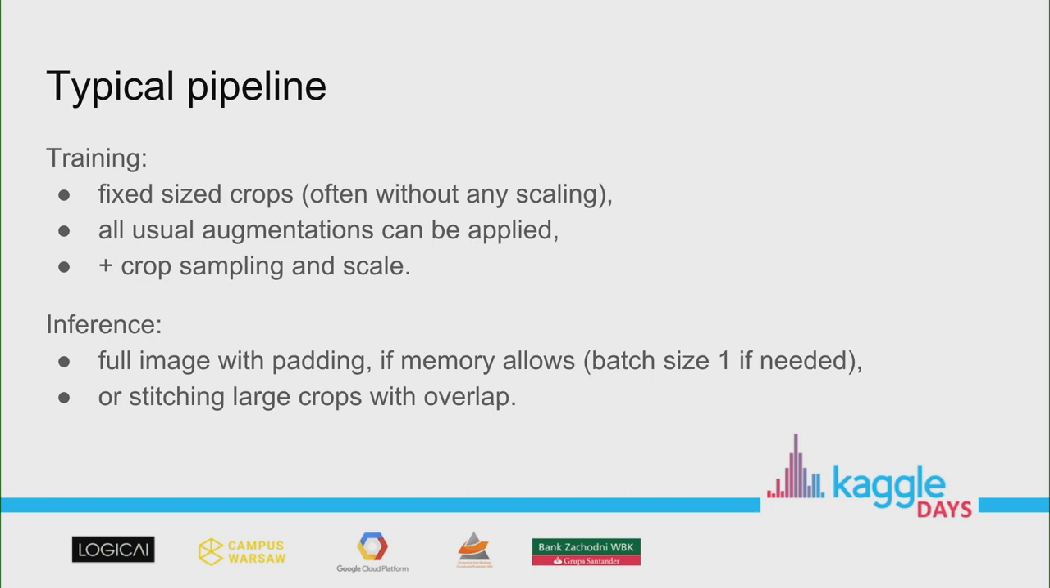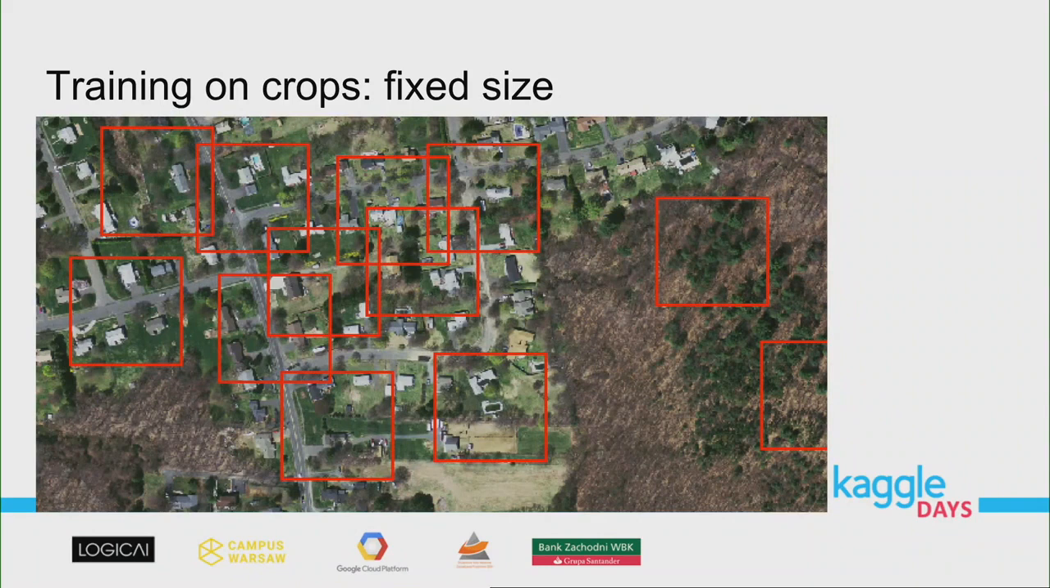Because on the borders of the image, the quality is usually worse because the network has less context. So it's better to not have any borders, or have a minimal amount of borders and stitching. So this is how it looks.